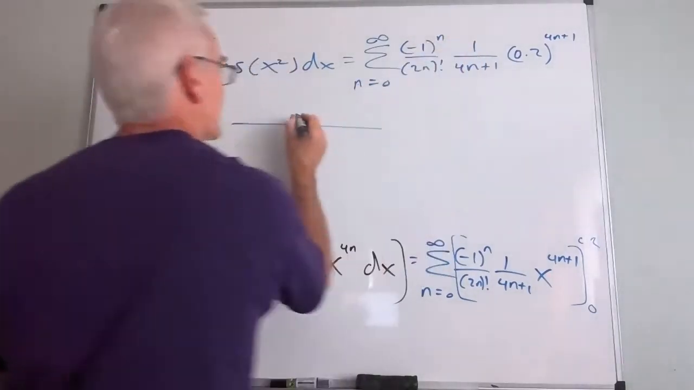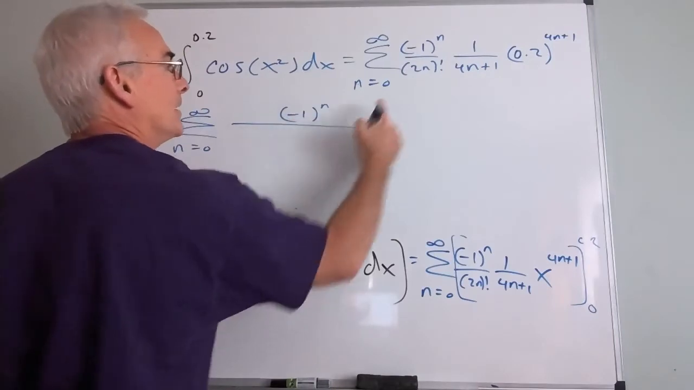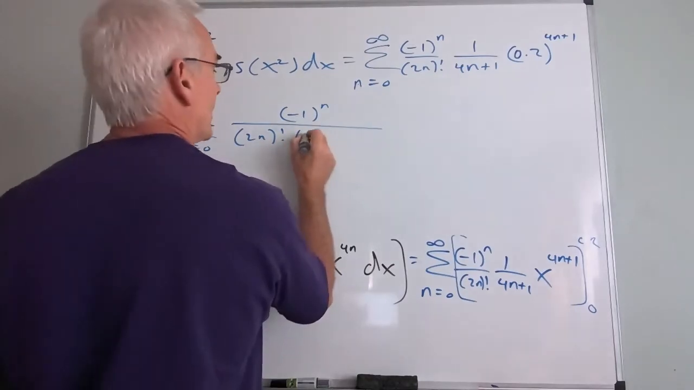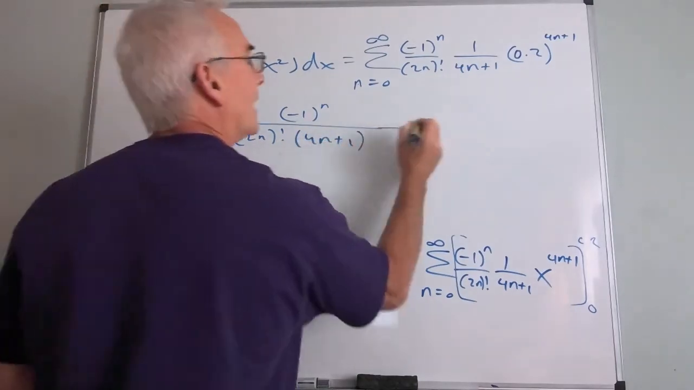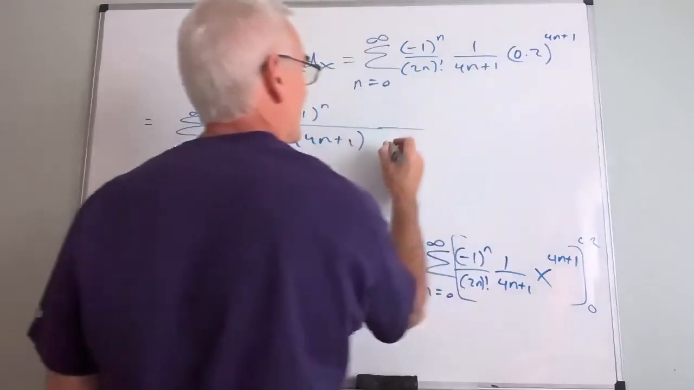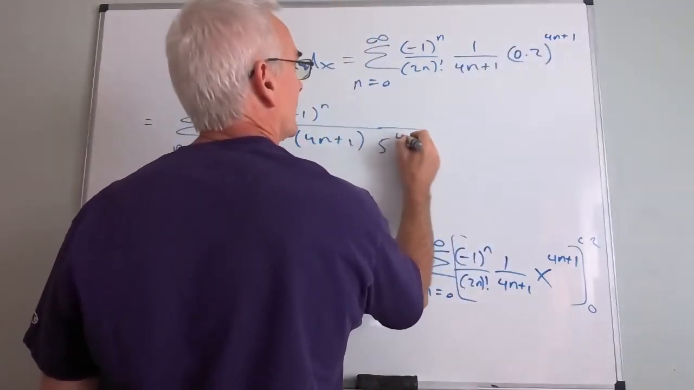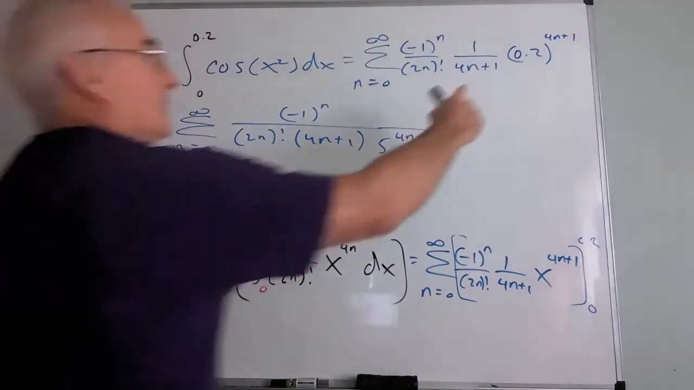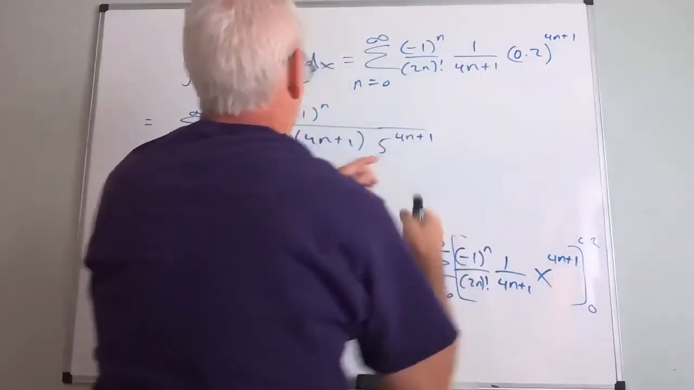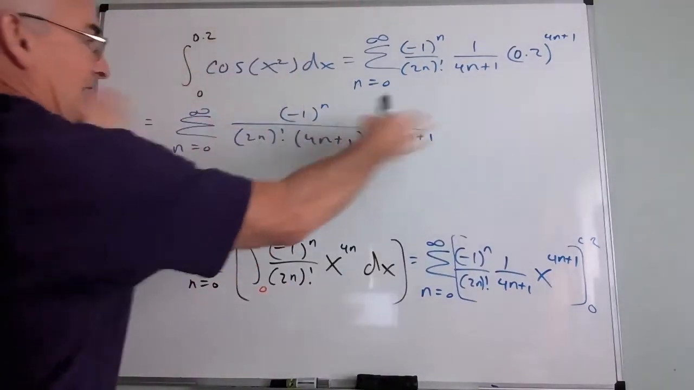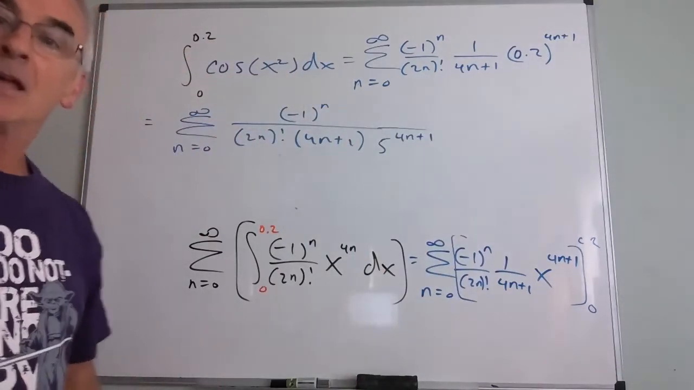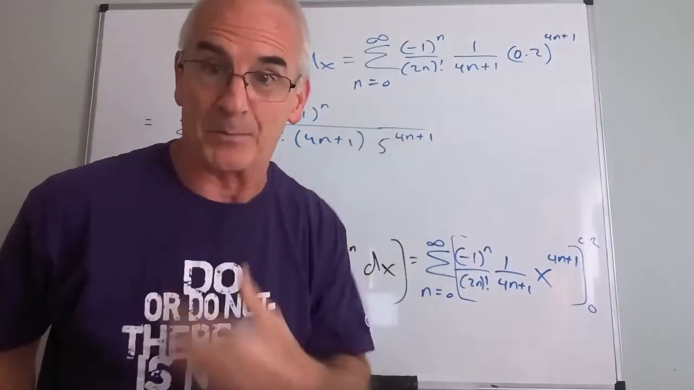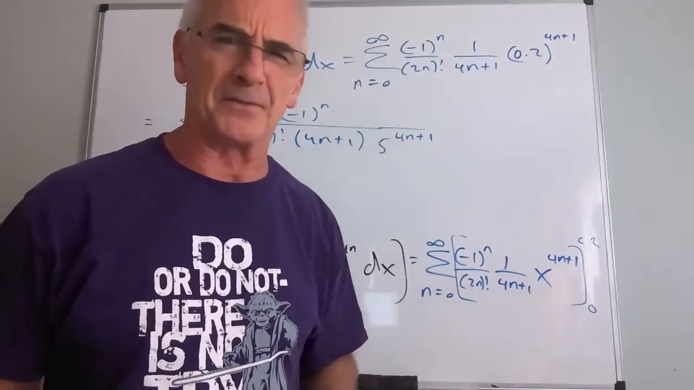Right now, my numerator is just negative 1 to the n. My denominator has a 2n factorial. It has a 4n plus 1. And if that's 1/5, then it's going to be 5 to the 4n plus 1. Everybody see that? Because 1/5. Now, whatever this is, I'm saying it's equal to this. Now, in real life, you know what you'd do? You'd stick that on a computer and have the computer add up the terms. The computer can't add up an infinite number of values.